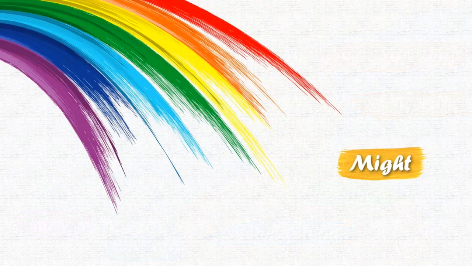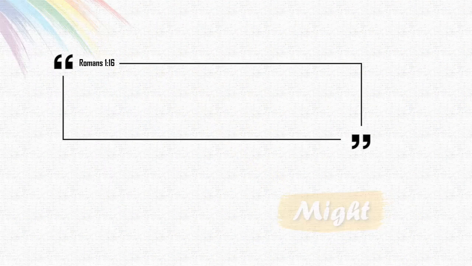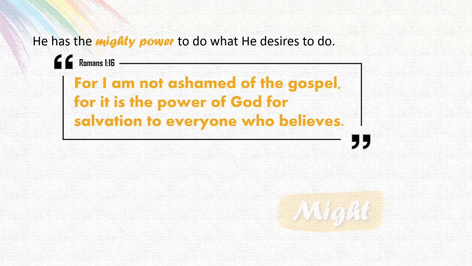What's the next spirit? The next spirit that was upon Jesus was the spirit of might. He has the mighty power to do what he desires to do. He's Almighty God. He speaks and things come into existence. So what was he doing here on planet Earth? How was he showing his mighty power here?